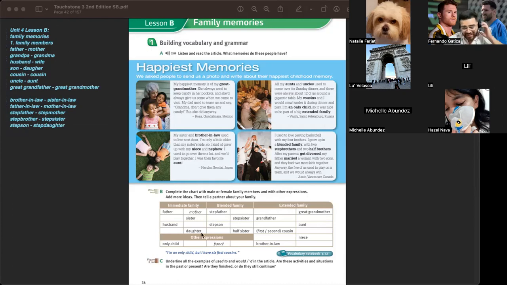Please, those are the most important things. Look, if I say this, my mom married another man. He's now my what? Stepdad? Stepfather. Stepfather or stepdad is the same thing, whatever you prefer.